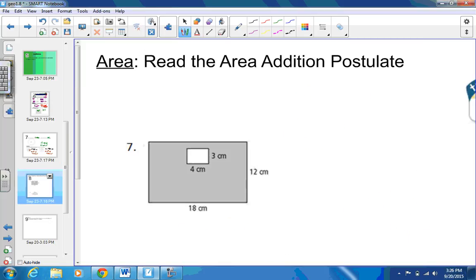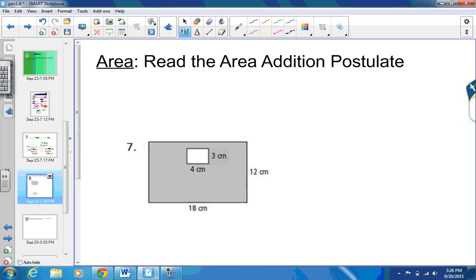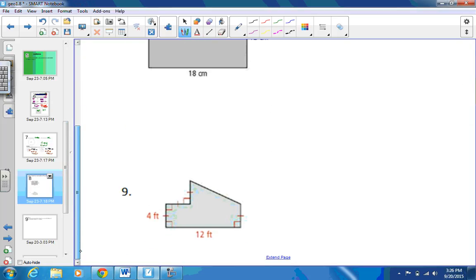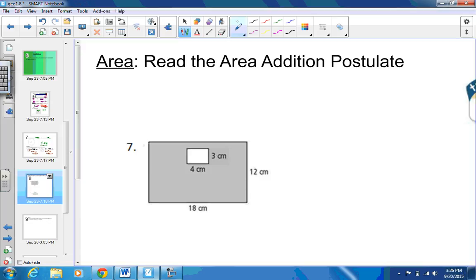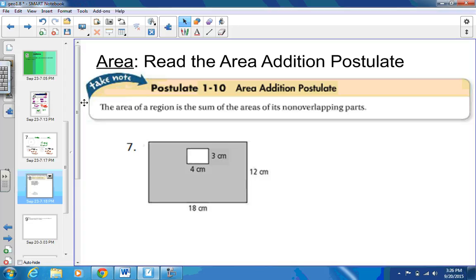Now the last thing is just finding the area of a regular rectangle, or sometimes triangles or squares. But I'm adding a little twist to one of these, and that twist is in the area addition postulate. So why don't you take a moment to look in your notes and read that one through. It just so happens that I have mine right here, so I'm going to pull it out here. Postulate 110, the area addition postulate says the area of a region is the sum of the areas of its non-overlapping parts.